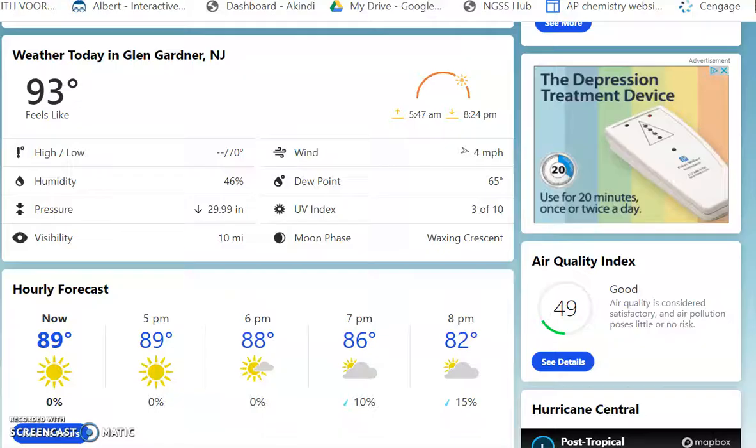law problem. Next, we need to know the pressure of the gas that we're going to be collecting. We're going to assume that that's going to be the same as the pressure in the room. So what I did is I just used weather.com and I Googled Glenn Gardner, and it tells us that the pressure is 29.99 inches of mercury. That means we're going to have to do a conversion from inches of mercury to centimeters of mercury to millimeters of mercury before we can use that value in our gas law problems.